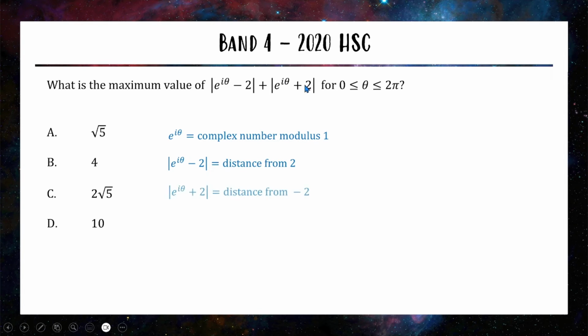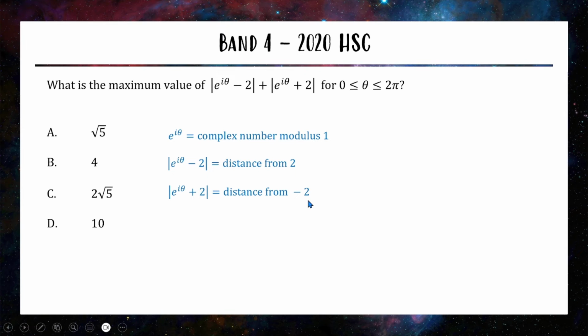Okay? You may not have encountered this in your first topic of complex numbers, but most people do this later in the year. So if this is making no sense right now, you can skip to the next one because this is more of a geometric application rather than an algebraic one. Okay, but here's the basic info we need for this question. This is a complex number with argument theta, modulus 1. This means distance from 2, and this means distance from minus 2.